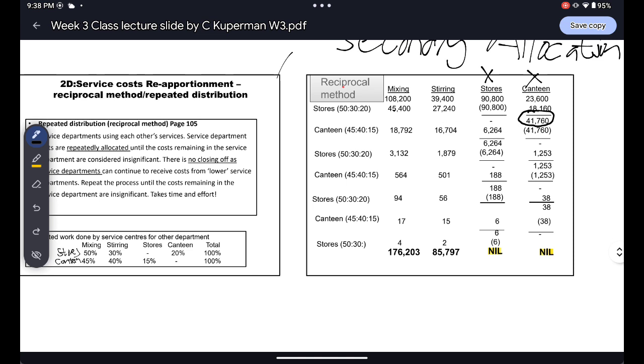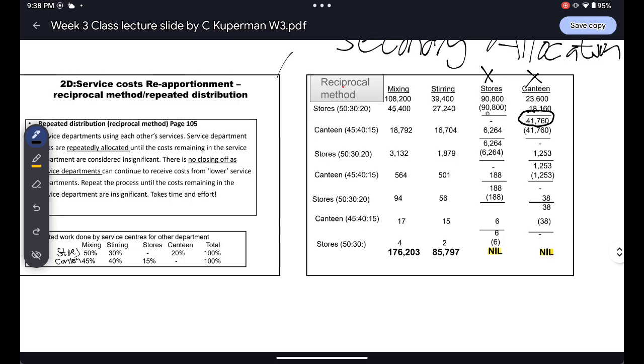You see how they're distributing it among everyone else besides themselves each and every single time, and it continues like this until they get zero. So for 41,760, to get the mixing amount of 18,792, it's 45 over 100. So 41,760 times 45 over 100 gives me 18,792. That's correct. You do it with 40 over 100, you get this amount, and this one is 15 over 100, you get this amount. Done. So you distribute that.